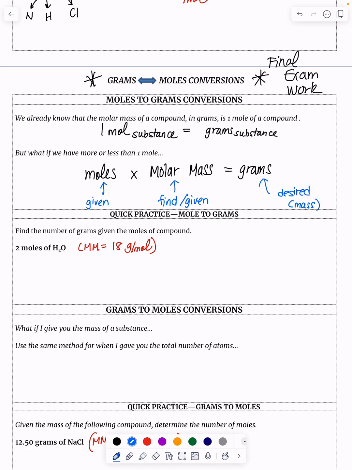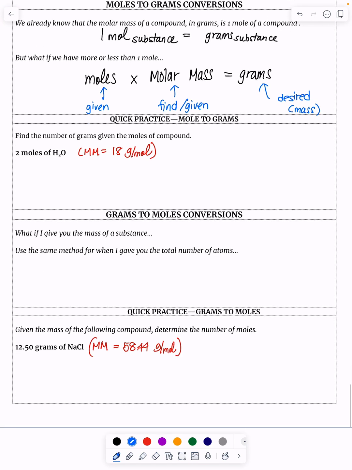So let's look at this quick practice question. Find the number of grams given the moles of compound. I have 2 moles of H2O. I looked up and did the calculation already. Hydrogen is 1 gram per mole. Oxygen is 16 grams per mole. There's 2 hydrogens, so that means its molar mass is going to be 18 grams per mole.